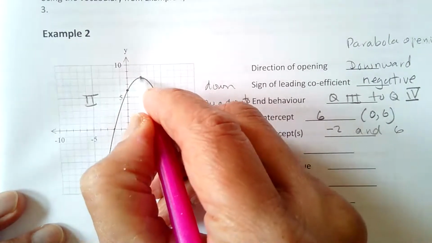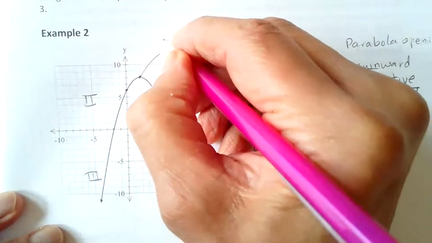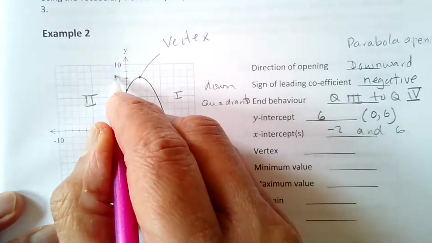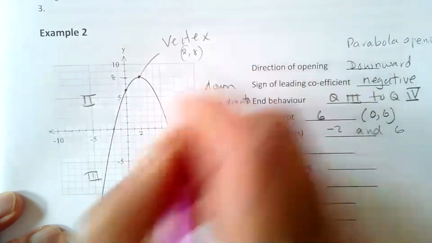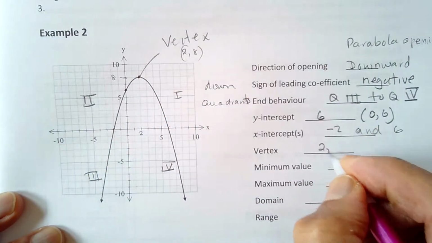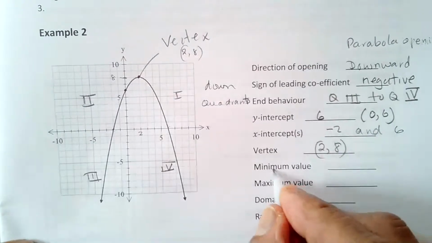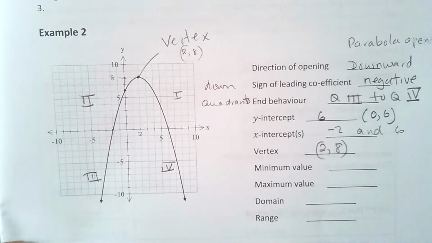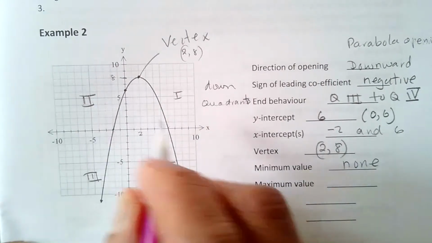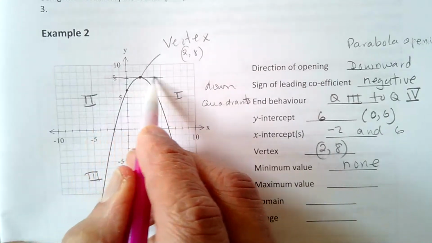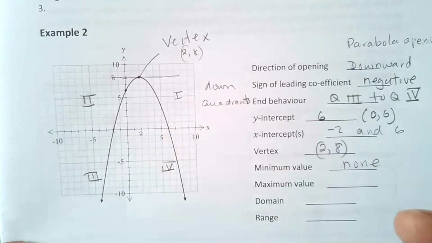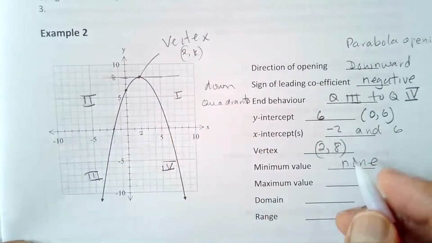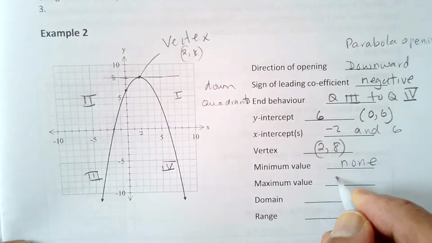The vertex is the point where we change the direction, so we can put here the vertex. And at this point here, this is 2, and this is going to be 8. This point is (2, 8). So the vertex is (2, 8). Minimum value, there's none because this graph goes down forever. You can say infinity, but there's none. The maximum value is the y coordinate of the vertex, not the x. In this case, it would be 8.